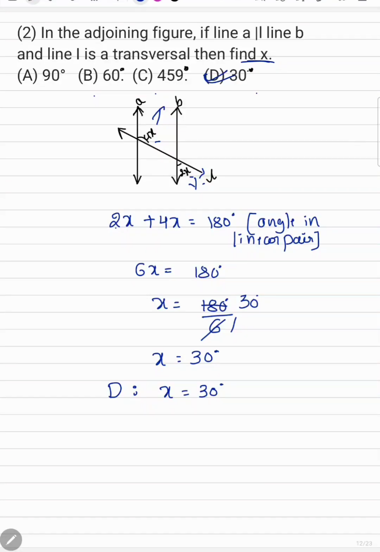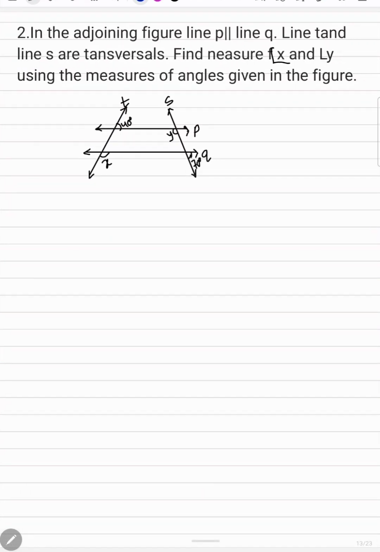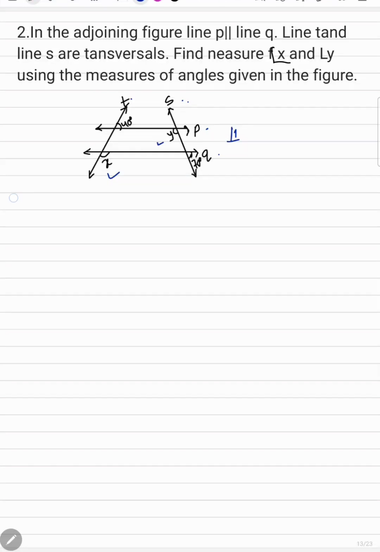Then we solved the multiple choice first and second, and then we solve the second question. In the adjoining figure, line P is perpendicular to Q. Lines S and T are both transversals. Then find the x value and y value by measuring the angle in the figure. Yes. Here we write the solution.